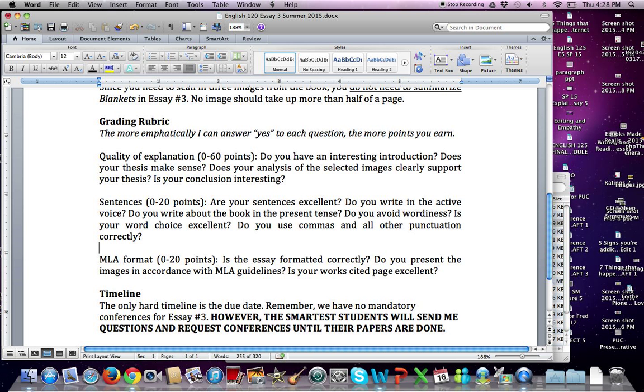Okay. Is your works cited page excellent? Also, remember which literary titles are in quotation marks and which ones are in italics. Check that out too.